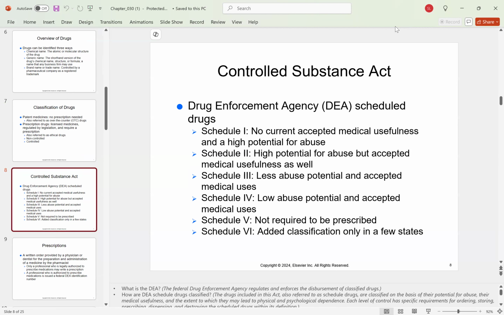Under the Controlled Substances Act, the Drug Enforcement Agency or DEA schedule of drugs includes Schedule 1, where there's no currently accepted medical usefulness and a high potential for abuse. Schedule 2 has a high potential for abuse, but we do use these in the medical field. Schedule 3 has less abuse potential and accepted medical uses. Schedule 4 has low abuse potential, and we use them in the medical field. Schedule 5 drugs are not required to be prescribed. And then Schedule 6 is an added classification in only a few states.